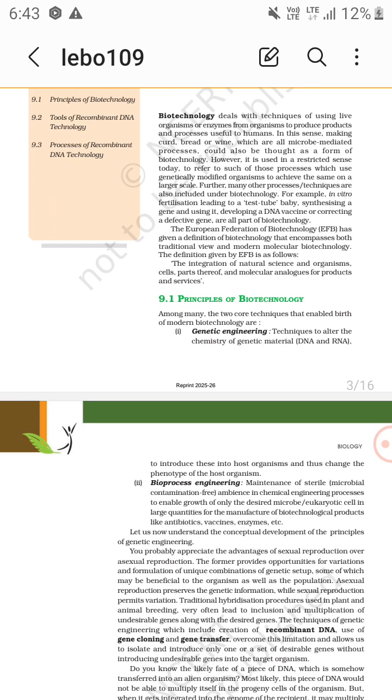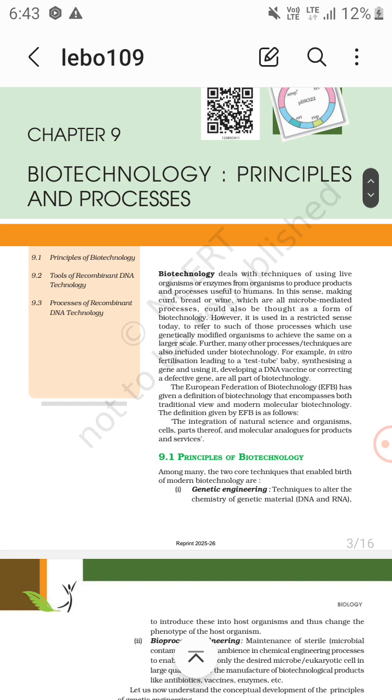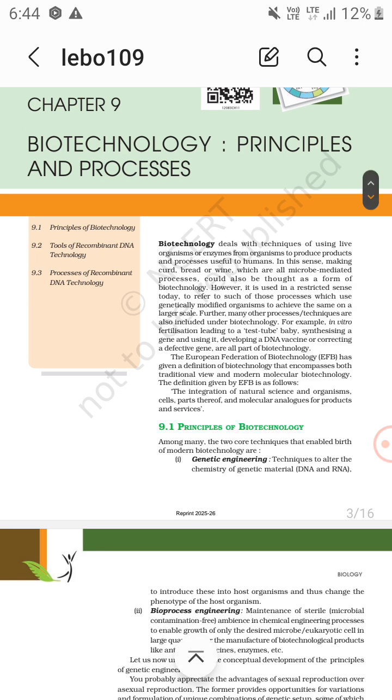antibiotics, vaccines, and enzymes. Biotechnology is also useful in in vitro fertilization leading to test tube baby synthesis, gene therapy, developing DNA vaccines, and correcting defective genes. All these are part of biotechnology.